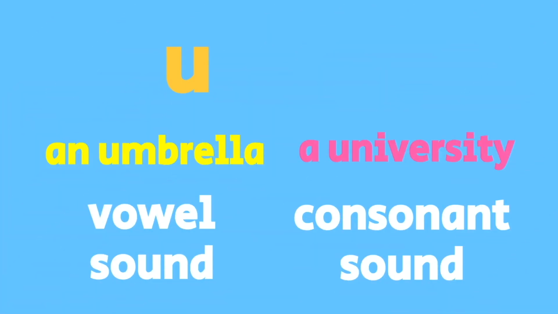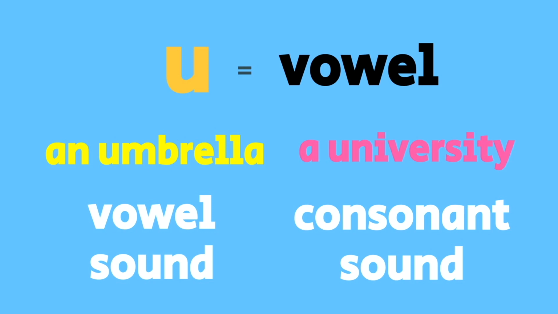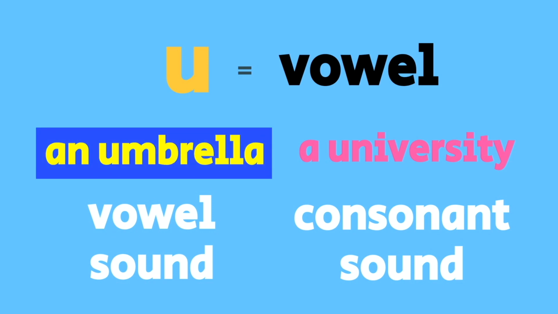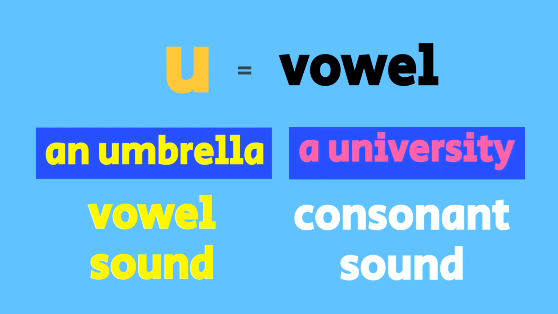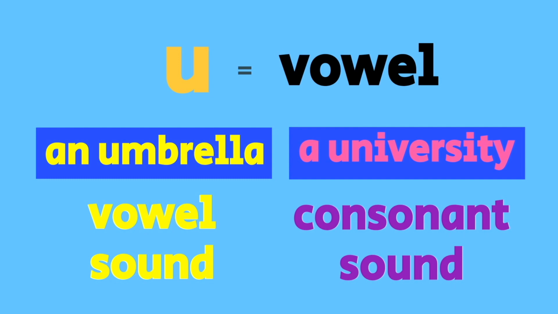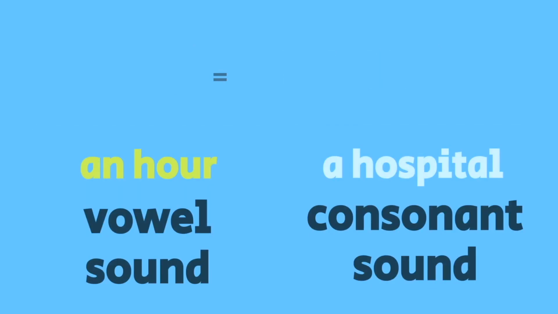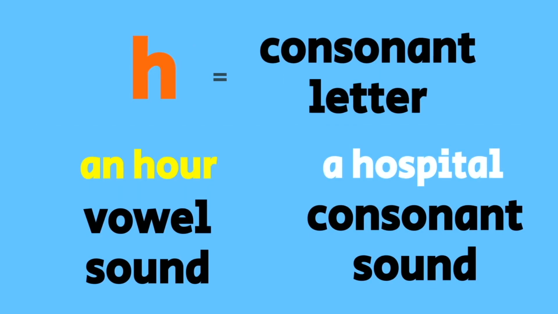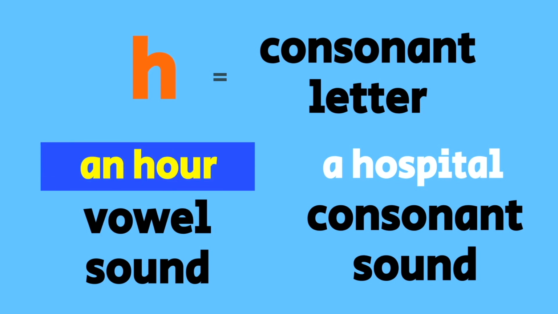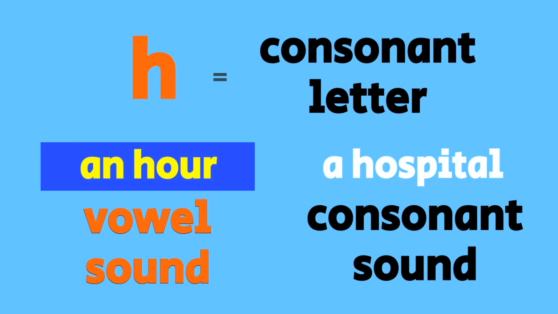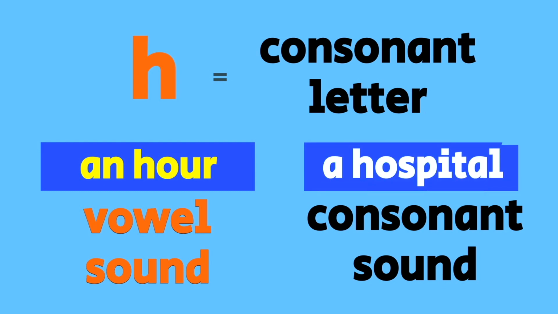The letter U is a vowel letter. In the word umbrella, U produces a vowel sound. However, in the word university, U produces a consonant sound. We say y, u, not u. The letter H is a consonant letter. In the word hour, it produces a vowel sound. Hour, not hour. However, in the word hospital, it produces a consonant sound. H, hospital.